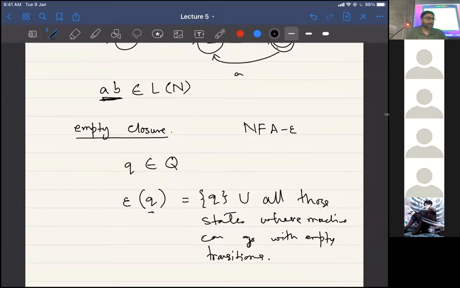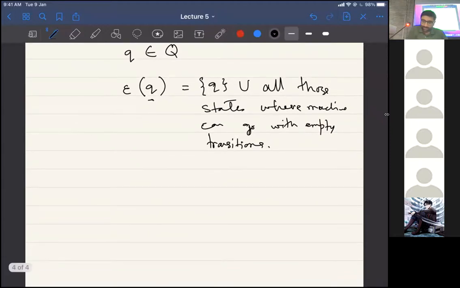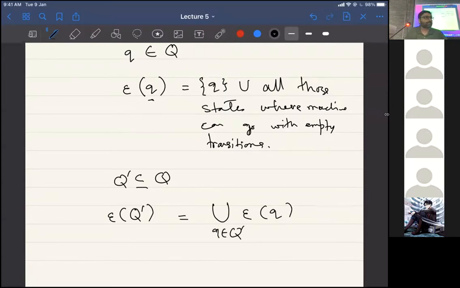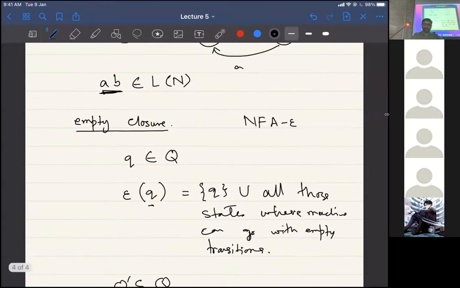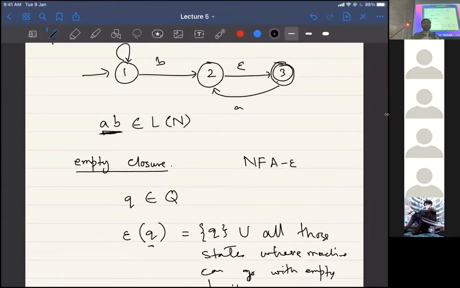So we define it for one state, but it doesn't have to be defined for one state. We can define it for multiple states. Let's suppose Q prime is a subset of Q. Then empty closure of Q prime is the union of empty closures of all Qs which are in Q prime. So we take the empty closure of every state that is in this set and we union them. Empty closure is important in the sense that it tells us where the machine can go without taking any transition.